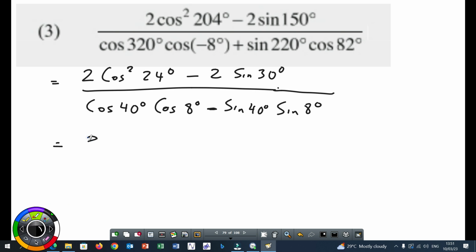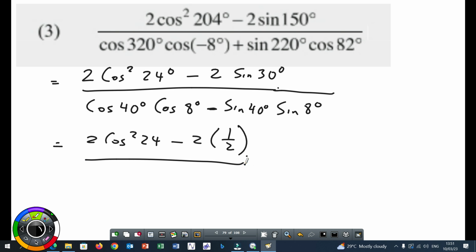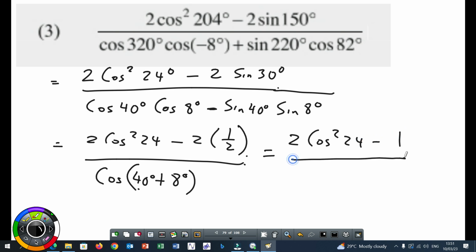Alright, so from here I'll get 2 cos squared 24 degrees. Now, 2 times sin 30: because I want you to get full marks, you have to show that half. Remember, a question like this has lots of marks, and you cannot afford to lose any mark. Then the denominator: we've got cos and cos with a minus, so that will be cos of 40 degrees plus 8 degrees. Application of what? Compound angles. Then you end up getting 2 cos squared 24 degrees minus 1 over cos 48 degrees.